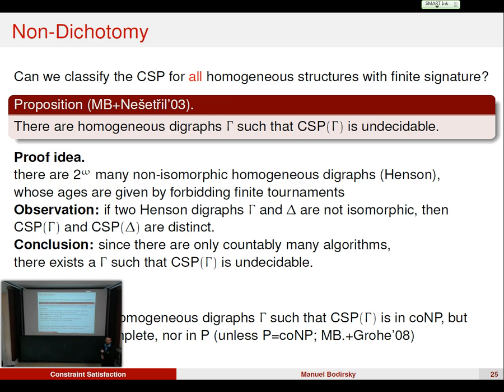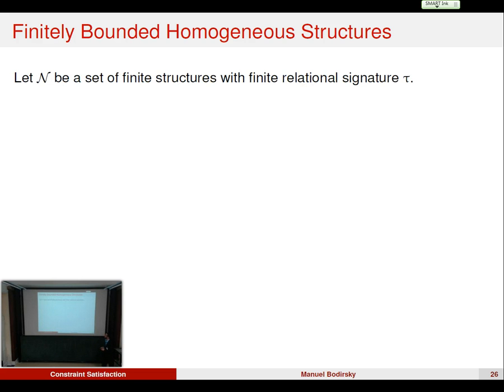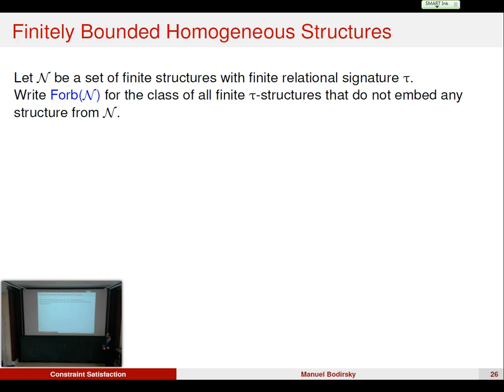Yeah, that's the next slide. Finitely bounded homogeneous structures. These are the structures that one would naturally work with. So what do I mean by that? I fix a finite set N of finite structures with a finite relational signature, the obstructions, and I look at Forb(N), the class of all finite tau-structures that do not embed any of the structures from N.